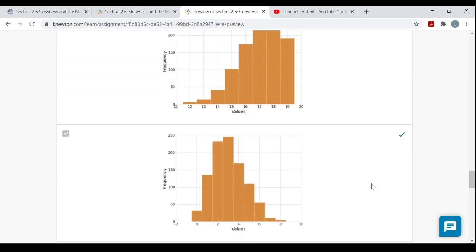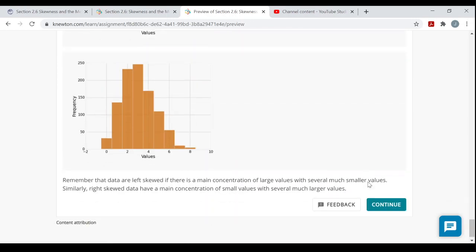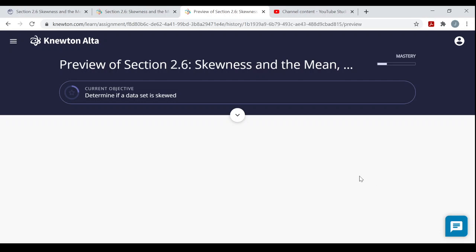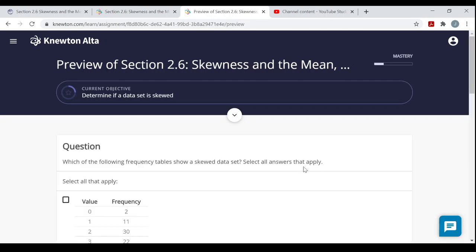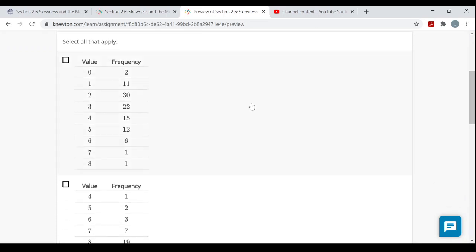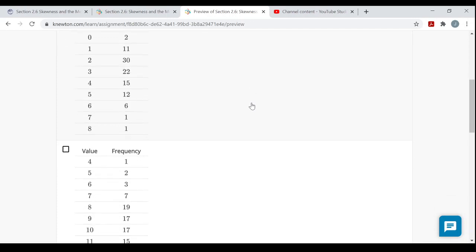Looks good. Right. And again, the explanation. Here we're given this question: which of the following frequency tables show a skewed data set? Now this time you're not given a picture, but you could use your calculator to make a histogram, or just kind of look at it.